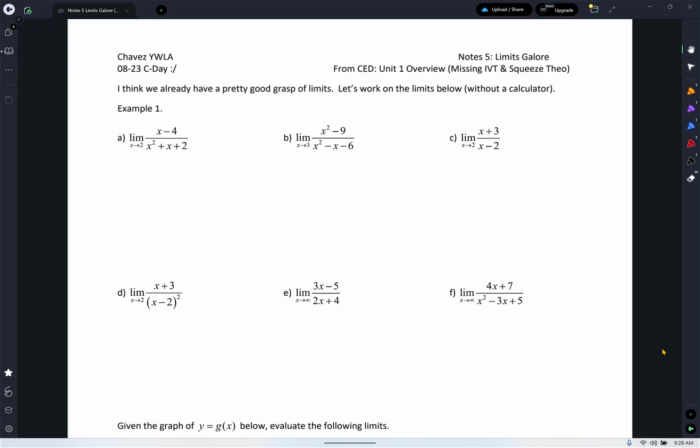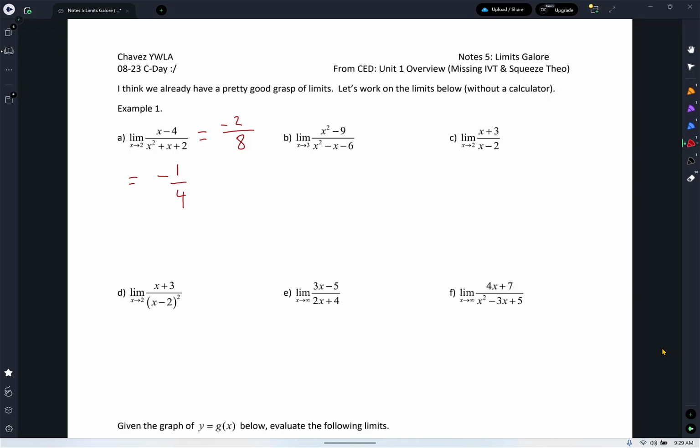Look at letter A. When you see this question on your exam, can you solve letter A without blinking? Can you do direct substitution on it? Yes. So all you do is direct substitution, plug it in. I'm going to put an equal sign. 2 minus 4, that's a negative 2. In the bottom, 2 squared is 4 plus 2 plus 2, so it looks like 8. Let me know, I make mistakes all the time. So negative 2 over 8 reduces to negative 1/4. And that's it. You are done with that.